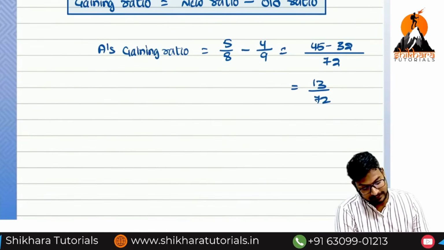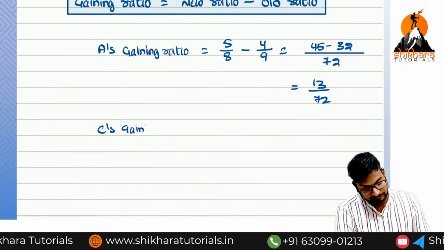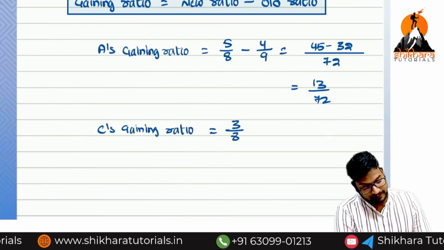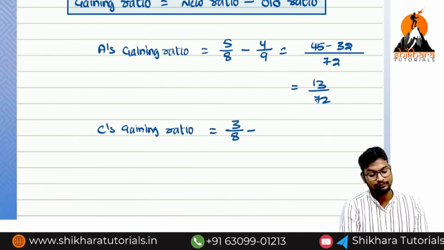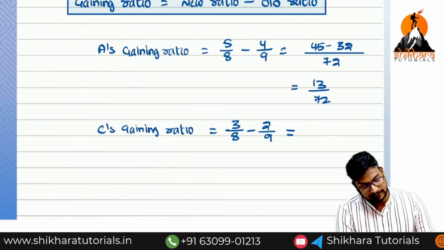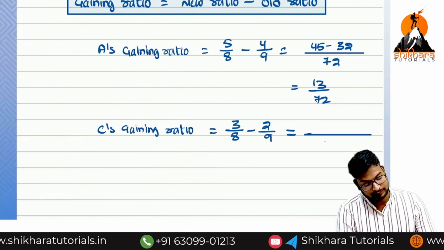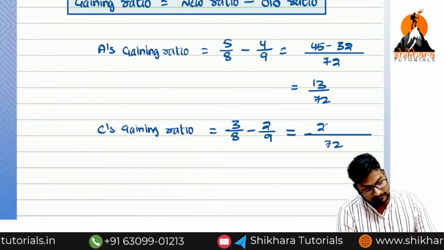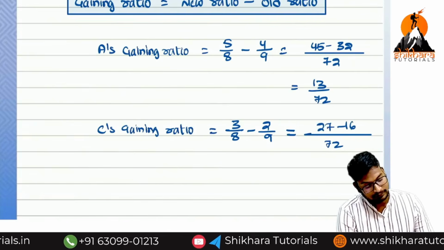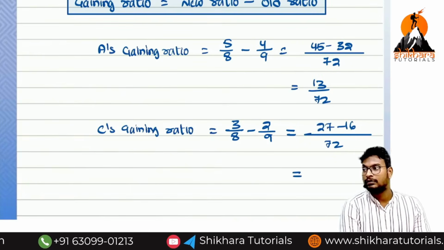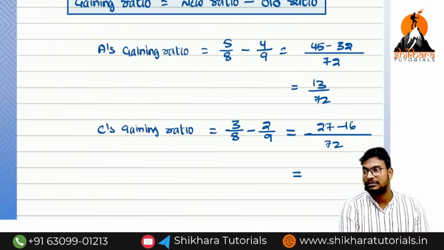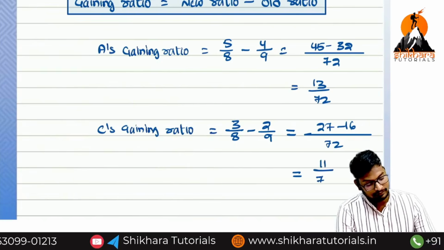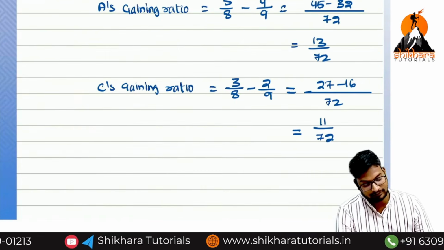So what is C's gaining ratio? 3/8 minus 1/9. LCM 72. 9 3s are 27 minus 8, 19... 27 minus 20, so 7/72. What is the gaining ratio?